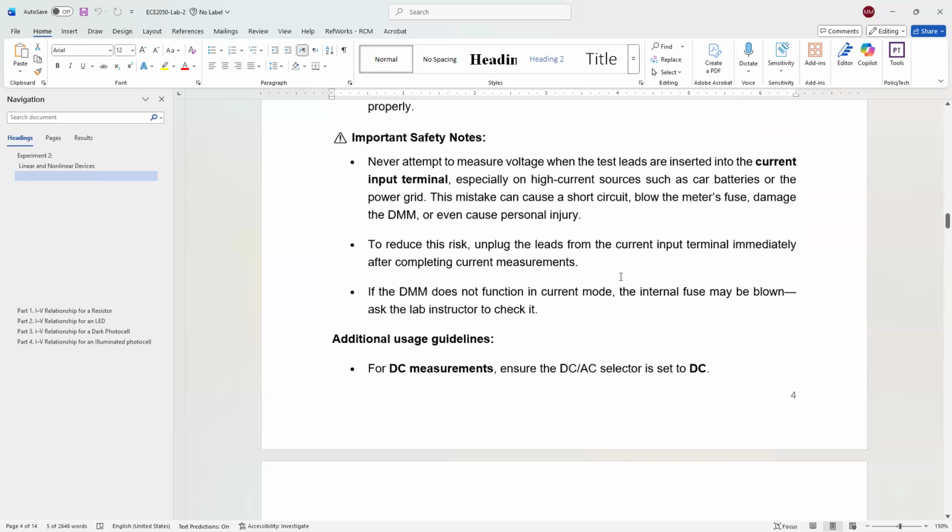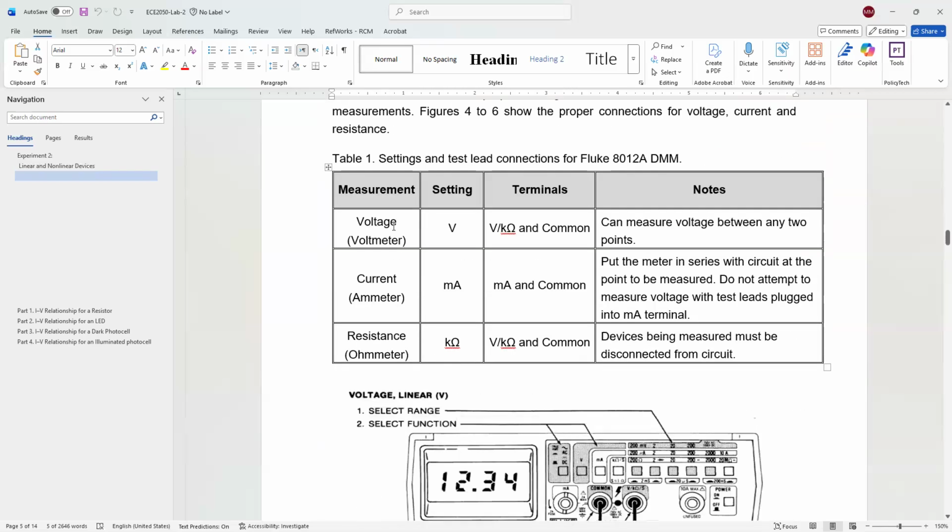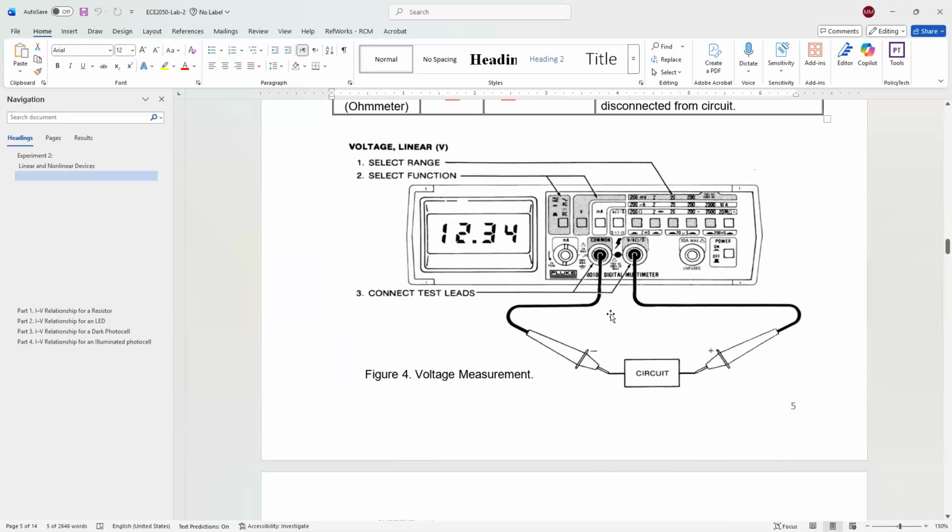I give you some information here. That's what I told you. So if you want to measure voltage, where are the connections? Also, I give you a very easy picture to make things very easy. So if you want to measure voltage, these are the terminals you have to use. You have to press voltage here.